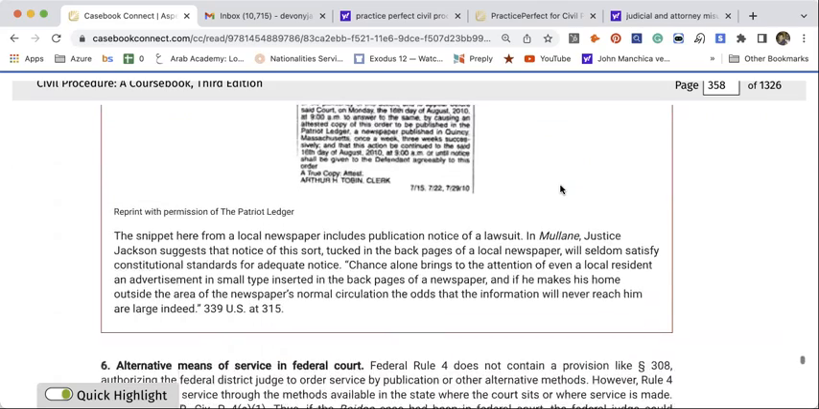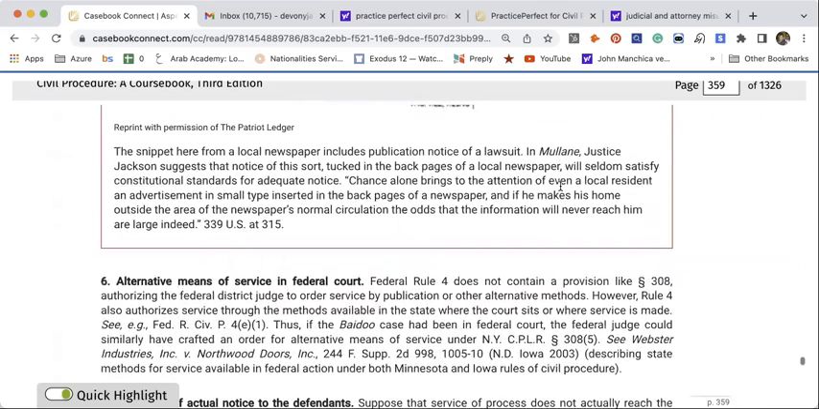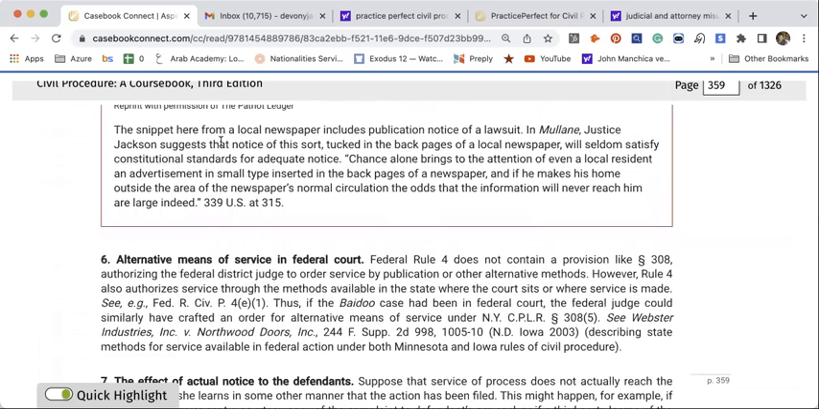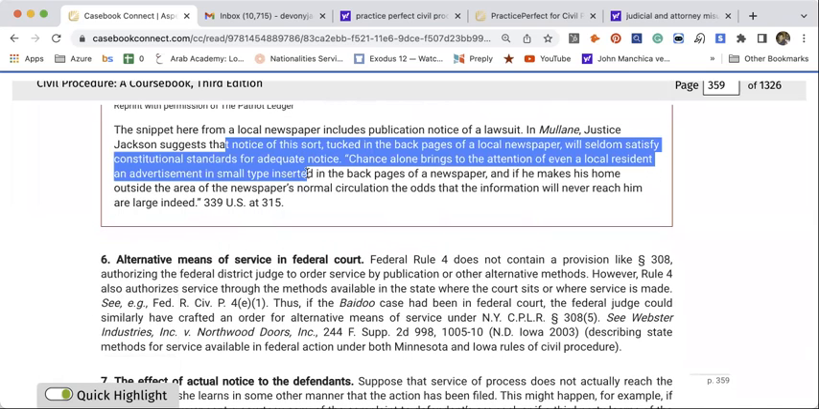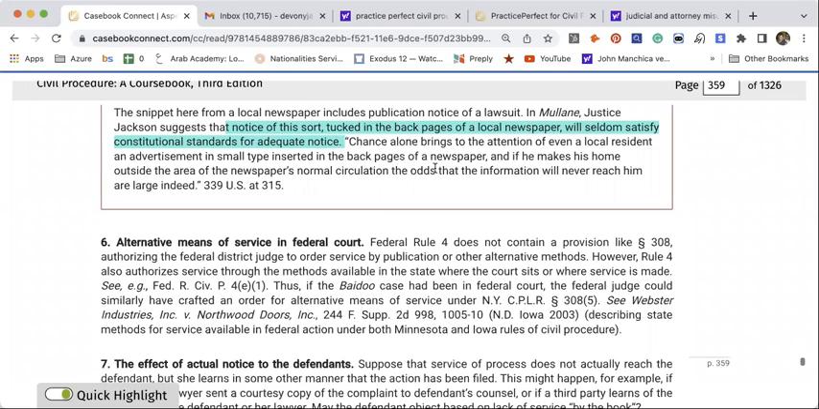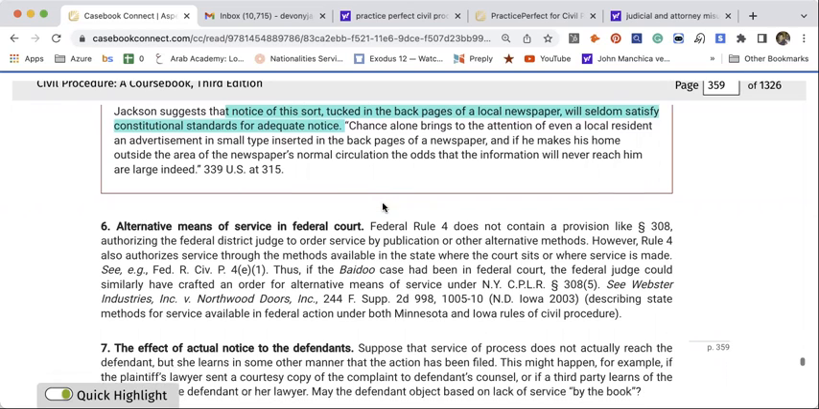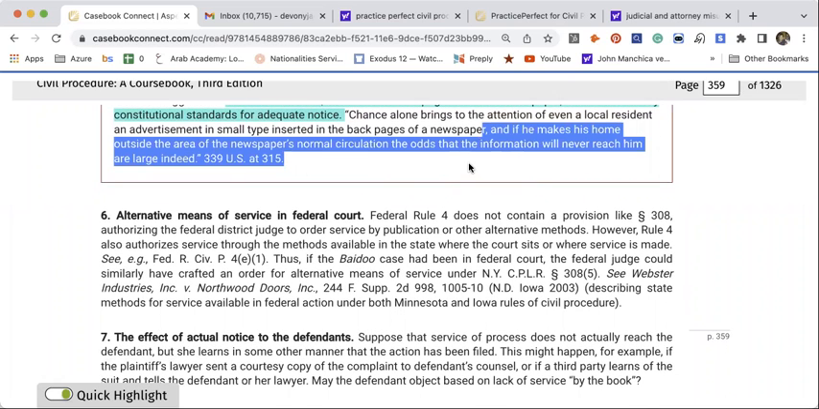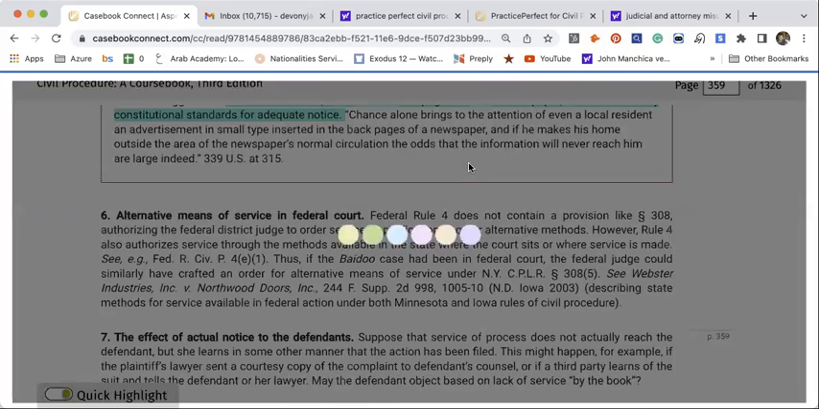Reasonable notice. This snippet here from a local newspaper includes a publication notice of a lawsuit. In Mullane, Justice Jackson suggests notice of this sort, tucked in the back pages, will seldom satisfy the constitutional standard. Chance alone brings to the attention of even a local resident an advertisement in small type inserted in the back pages of the newspaper. And if he makes his home outside the area, the newspaper will never circulate, and the odds that the information will never reach him are large indeed.